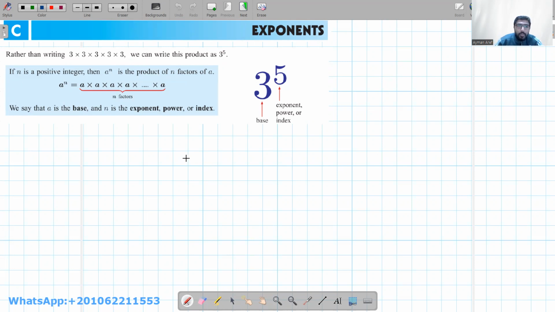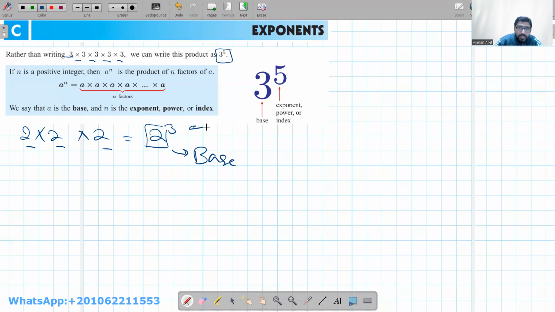First of all, we're going to talk about exponents. Instead of writing 3 by 3 by 3 by 3 by 3, we can write it as 3 power 5, okay? Then, instead of writing 2 by 2 by 2, we can write it as 2 power 3 because we repeat it 3 times. This is the base here, and this value is the exponent or power or index.